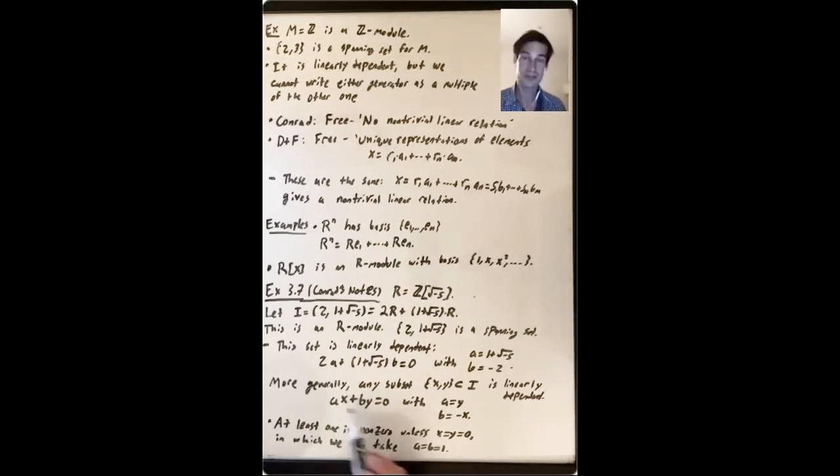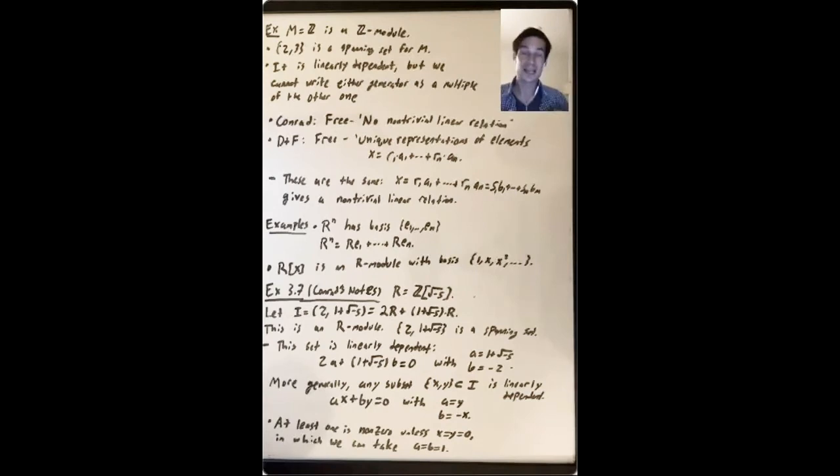Why? Because you just have to give a non-trivial linear relation, ax plus by equals 0, where a and b are elements of the ring that are not both 0. And you can just take a equals y and b equals -x. And that's a non-trivial linear relation as long as a and b are not both 0. So as long as x and y are not both 0, we see that this set is linearly dependent. But if x and y are both 0, then this is just 0 and 0 inside of I. We have a lot of linear relations, like 1 times 0 plus 1 times 0 equals 0.